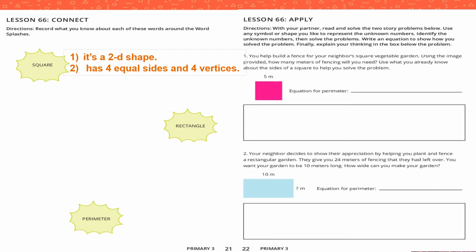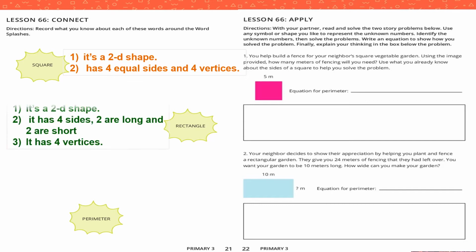The word number 2, rectangle. What do you know about rectangle? It's a 2D shape. It has 4 sides. 2 are long and 2 are short. It has 4 vertices also. The third word is perimeter. Perimeter is the distance around the shape.